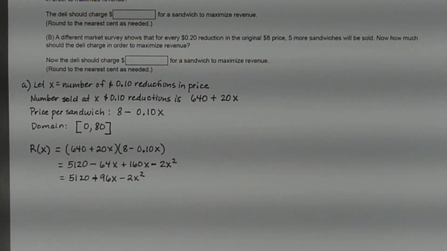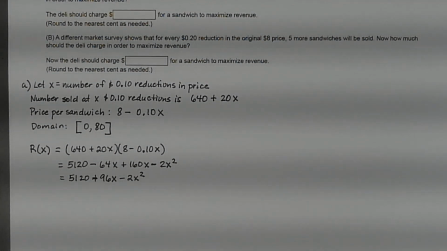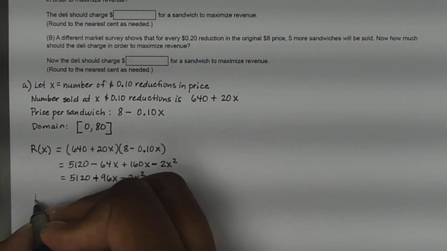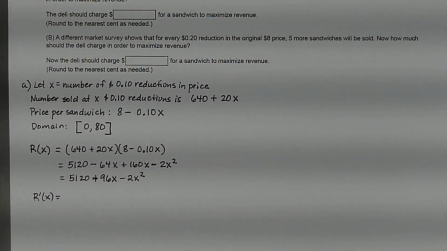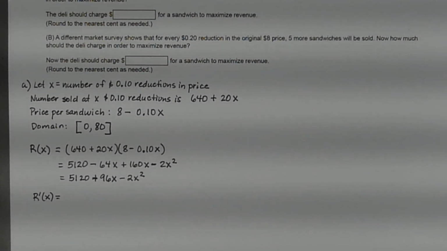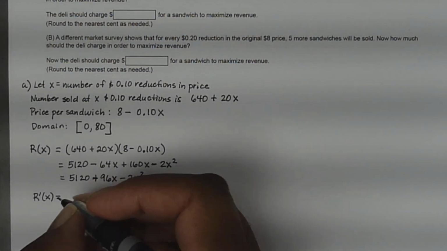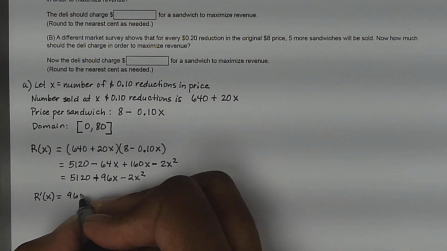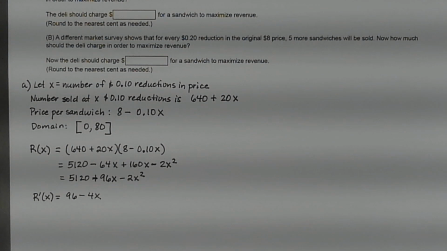So that's my revenue function here, 5,120 plus 96x minus 2x squared. Now let's find the first derivative, because we need our critical numbers, we need to determine whether we have a maximum or minimum. The derivative of 5120 is 0. The derivative of 96x will be 96. Minus the derivative of 2x squared would be 4x. So I have 96 minus 4x as the first derivative.